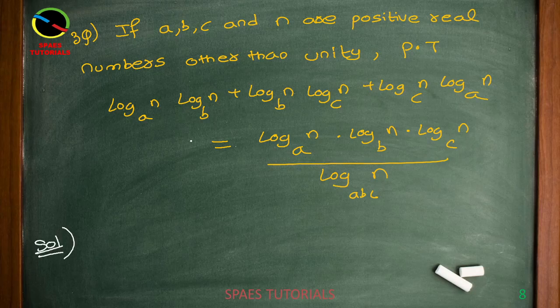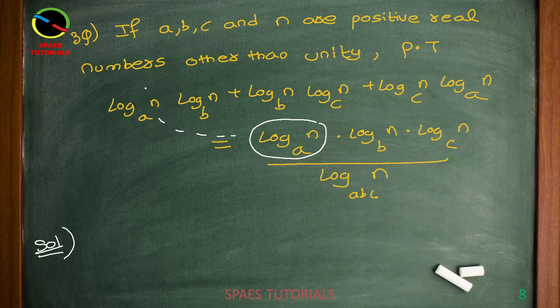Okay, so now if A, B, C and N are positive real numbers other than unity, then what we need to prove? Prove that log n base A into log n base B plus log n base B into log n base C plus log n base C into log n base A is equal to log n base A into log n base B into log n base C divided by log n base ABC. So how will we get this? Very simple thing only. If you see carefully, this term is the same as this term, right?